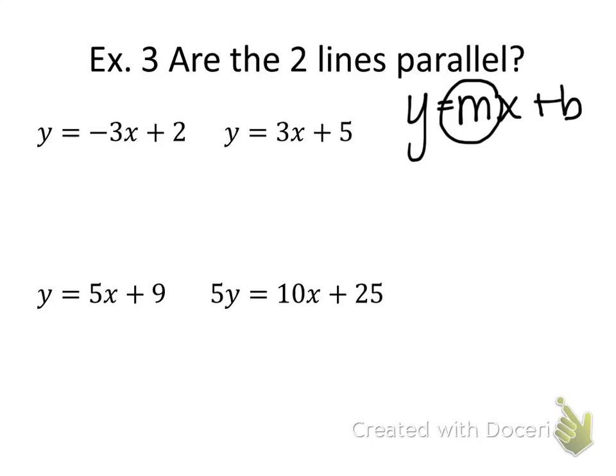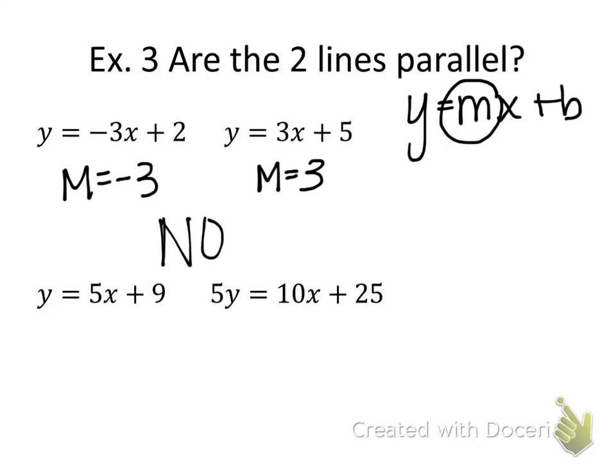So let's look at this equation. y equals mx plus b. What is the m in this first equation? -3. What is the m in this second equation? +3. So would these lines be parallel? Do they have the exact same slope? No, these lines are not parallel.